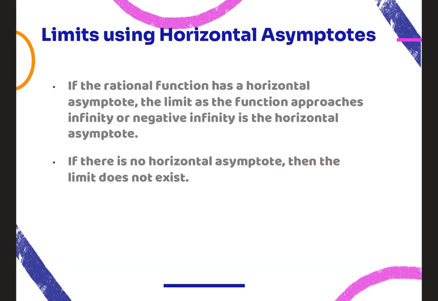All right, so we use limit notation, or limits, using the horizontal asymptotes. If the rational function has a horizontal asymptote, then the limit as x approaches both infinity and negative infinity is the horizontal asymptote. That's what we just did. If there's no horizontal asymptote, then the limit does not exist, because that curve would be unbounded.